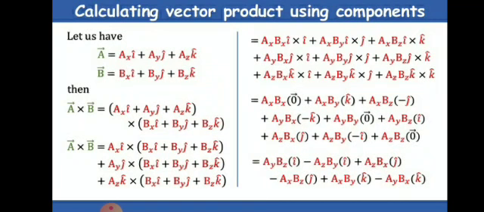ax bx i cap cross i cap plus ax by i cap cross j cap plus ax bz i cap cross k cap plus ay bx j cap cross i cap plus ay by j cap cross j cap plus ay bz j cap cross k cap plus az bx k cap cross i cap plus az by k cap cross j cap plus az bz k cap cross k cap.